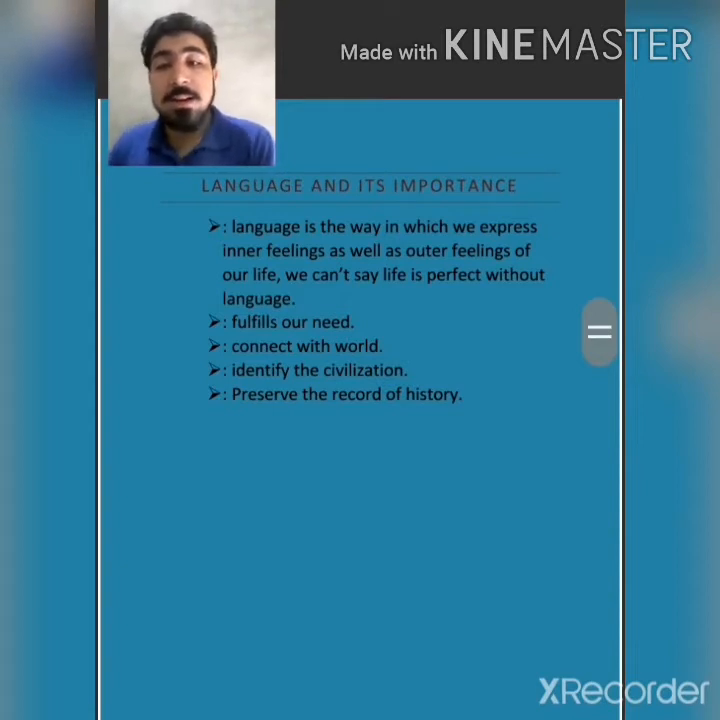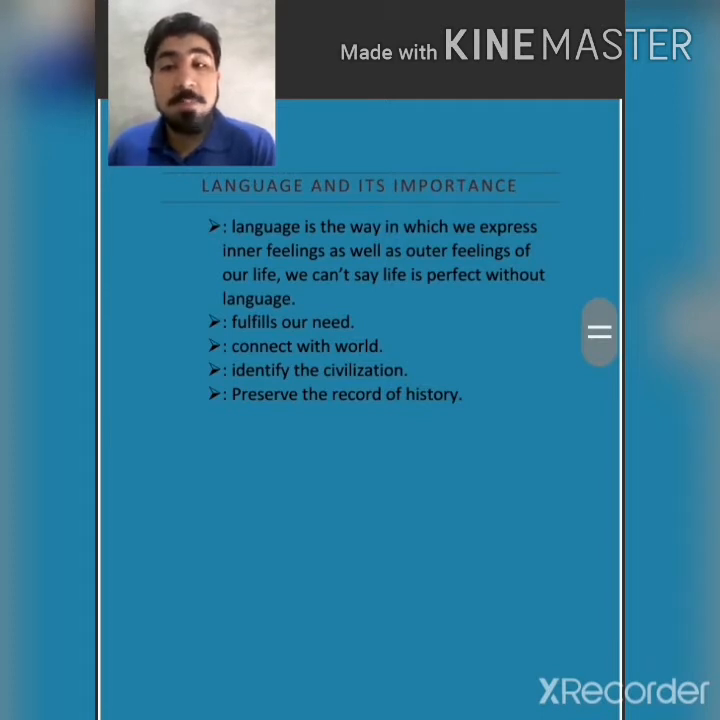And number second, connect with the world. Language connects us with the world because when we go to foreign countries, we use language. We contact people, then we come to know about business and deal with people with good behavior. So language is most important and connects us with the world. We do business and visit the entire world and identify the civilization.